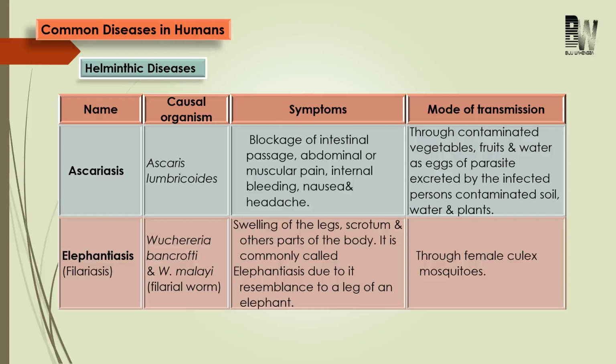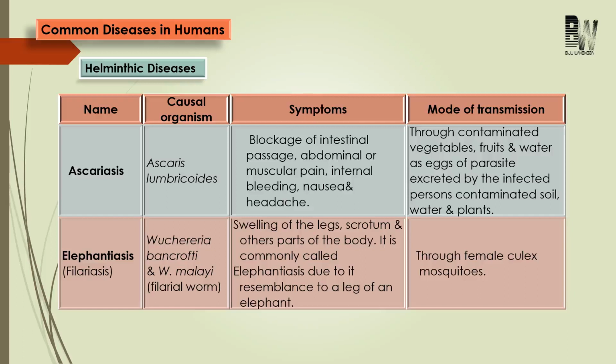Next, come to elephantiasis. Elephantiasis is also known as filariasis, and it is caused by a parasitic worm by the name Wuchereria bancrofti or Wuchereria malayi, and it can be transmitted from person to person through a vector. That vector is the female Culex mosquito. When this worm enters the body, it usually affects the lymphatic system.